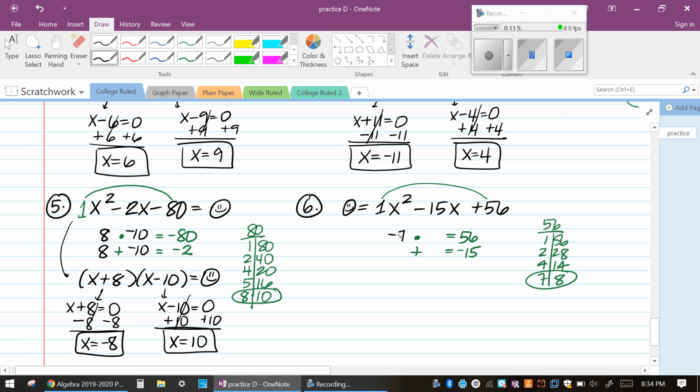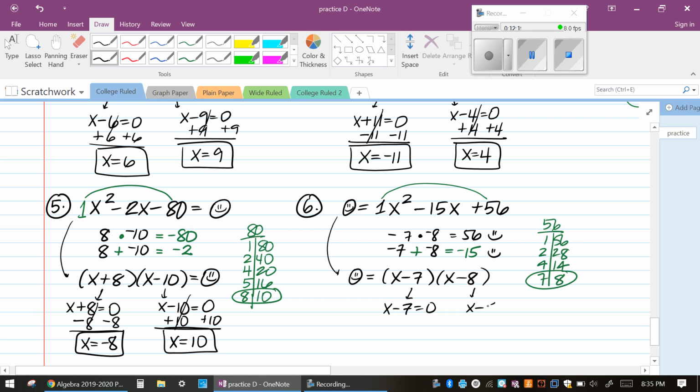Here, they both had to be negative. Negative 8 and negative 7 would make the multiplication equal 56 and the addition equal negative 15. So I'd factor this as x minus 7 and x minus 8. That's what it looks like when it's factored, but since we're solving, we would have to set each of these equal to 0. So the correct answers for the solutions are positive 7 and positive 8.